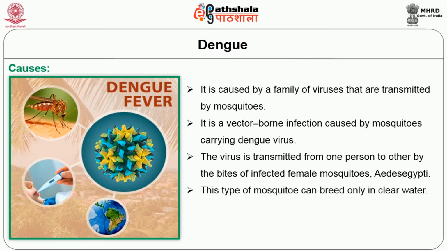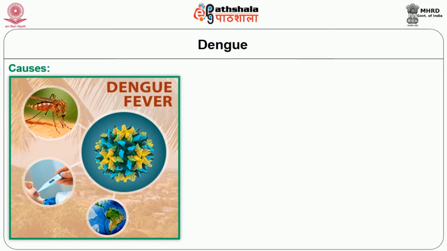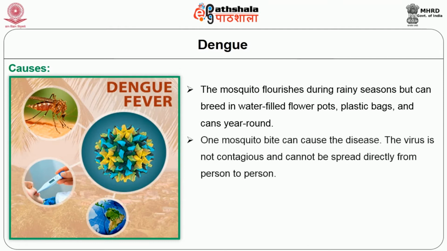This type of mosquito can breed only in clear water. Water kept uncovered may be a breeding ground for mosquitoes. The mosquito flourishes during the rainy season but can breed in water-filled flower pots and plastic bags, and can reproduce year-round. One mosquito bite can cause the disease.